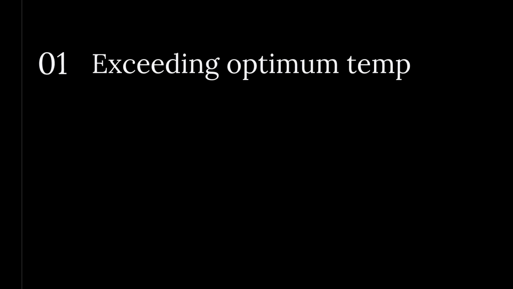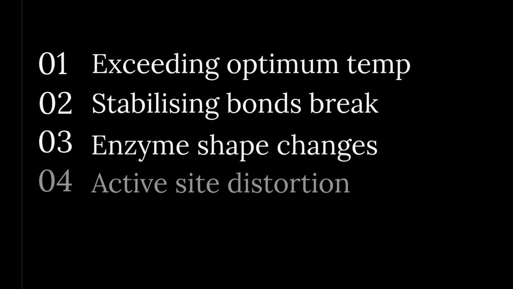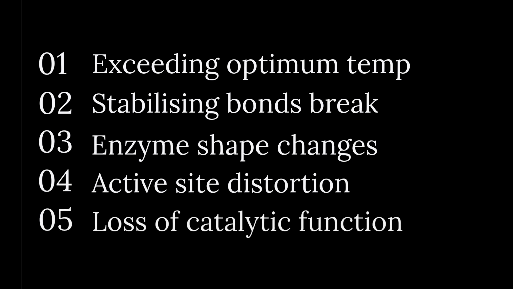Exceeding optimum temperature breaks stabilizing bonds. The enzyme's shape changes, distorting the active site. Substrate binding reduces, leading to denaturation. This process results in loss of catalytic function. Recognizing this helps in maintaining enzyme stability.